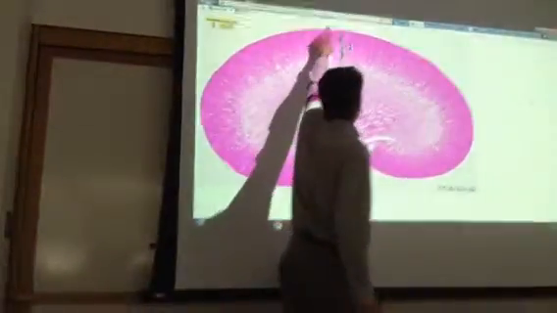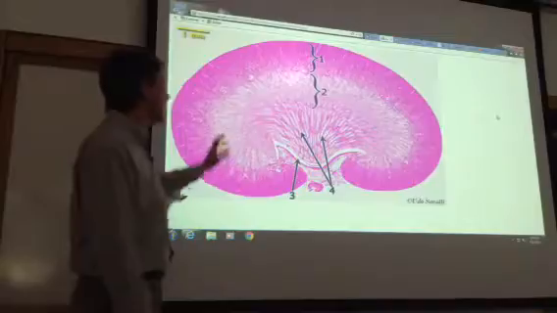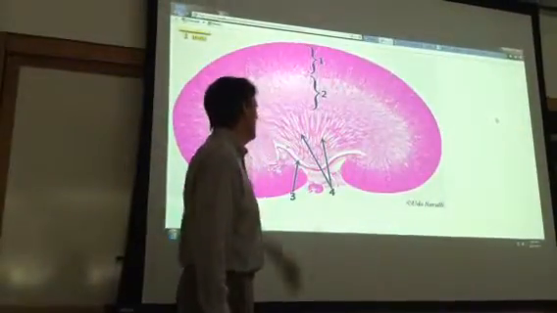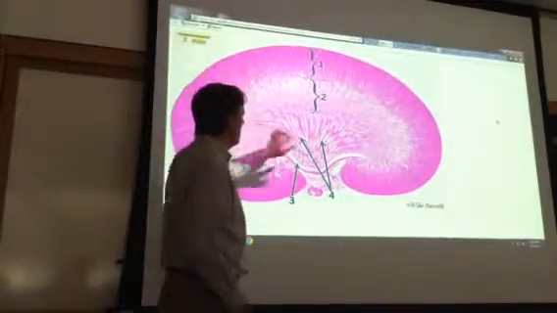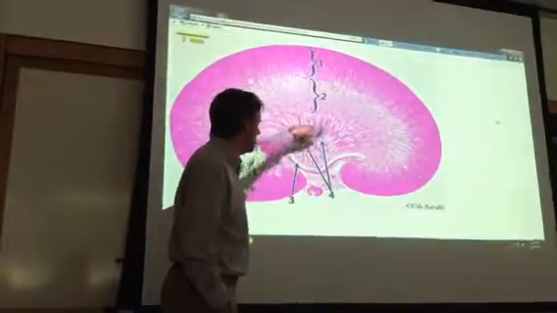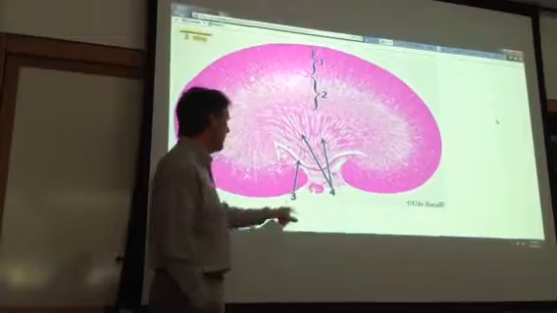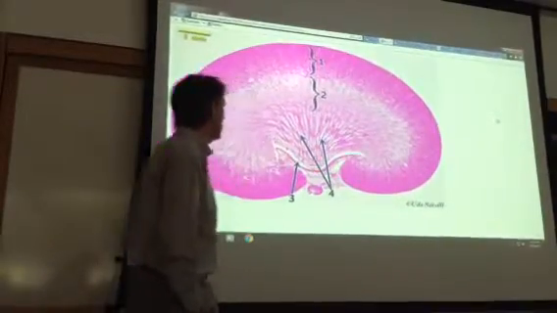What do you think one is supposed to represent? Cortex, and then two down here really would be the medulla. In 4, what you're seeing here are some of the collecting ducts going down. 3 would represent like a minor calyx.